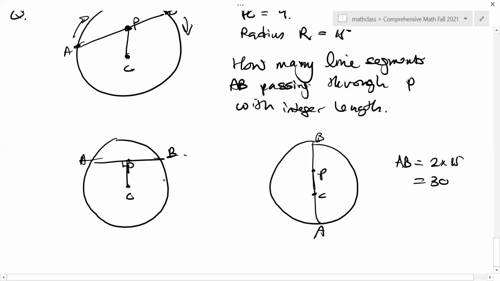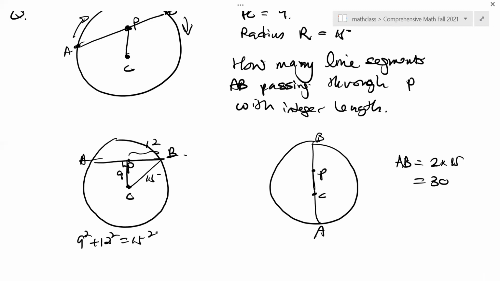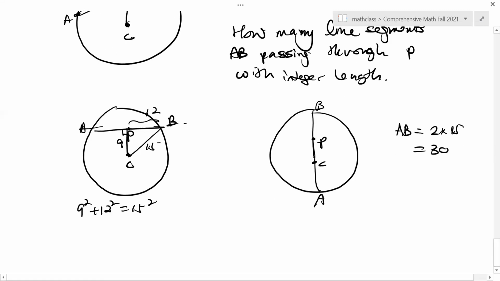And how about in this case? Is AB an integer? I think so. Because this side is 15, this side is 9, and this side must be 12, because 9 squared plus 12 squared equals 15 squared from the Pythagorean theorem. So can you get ideas and can you count how many of them?